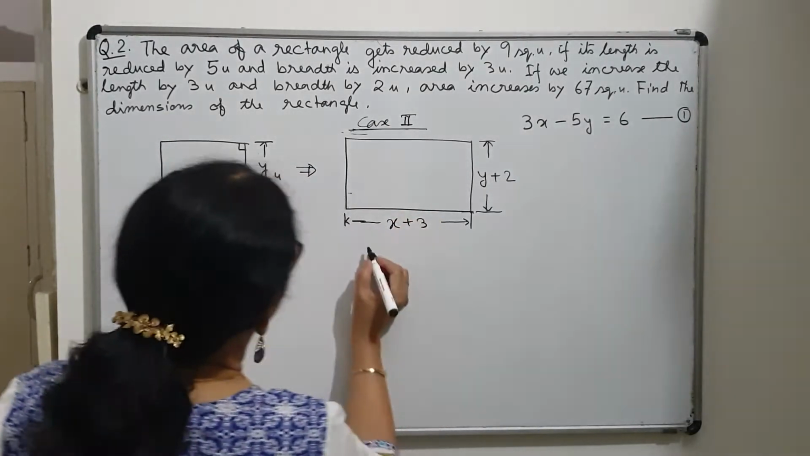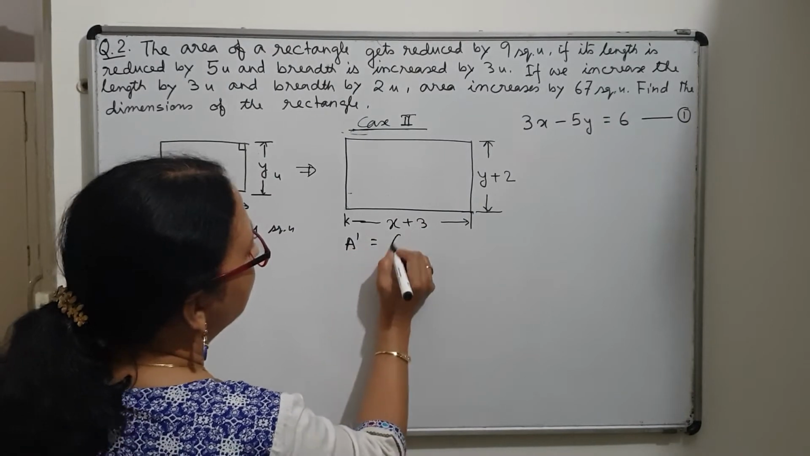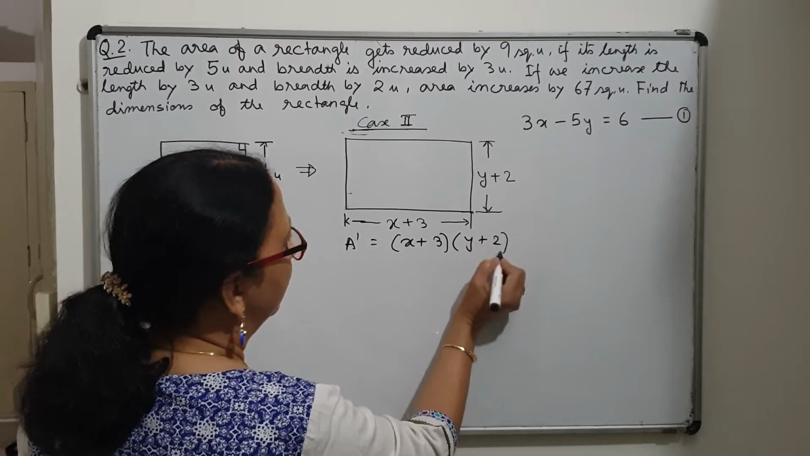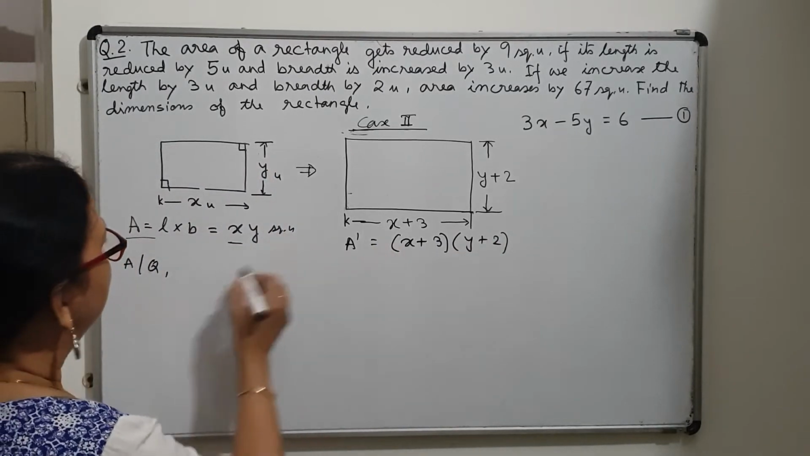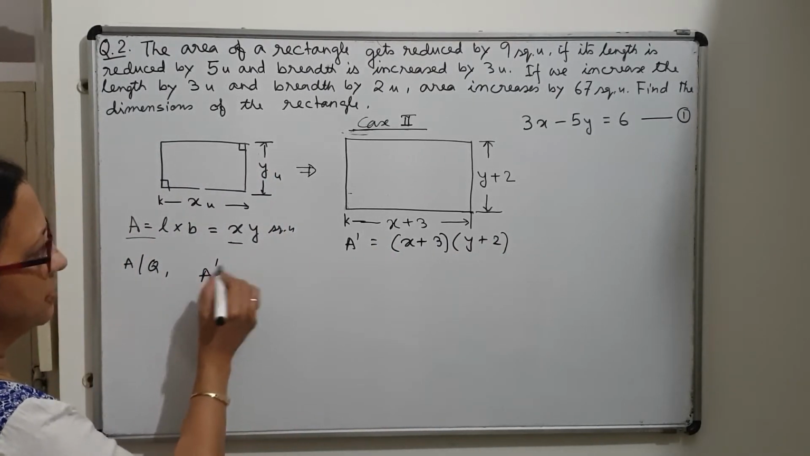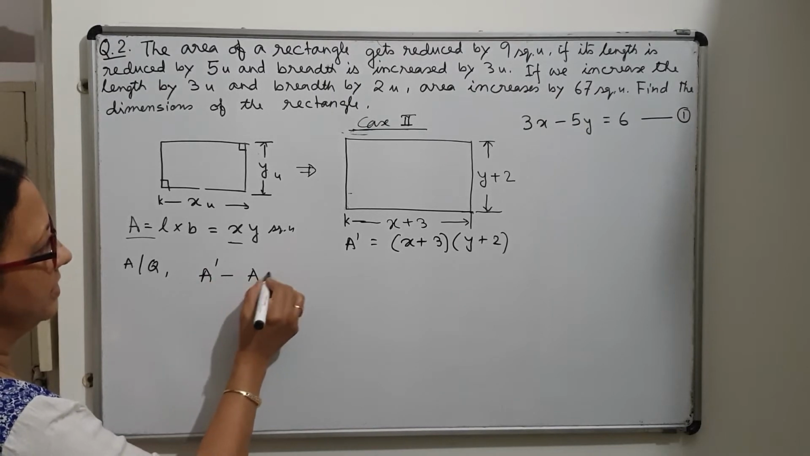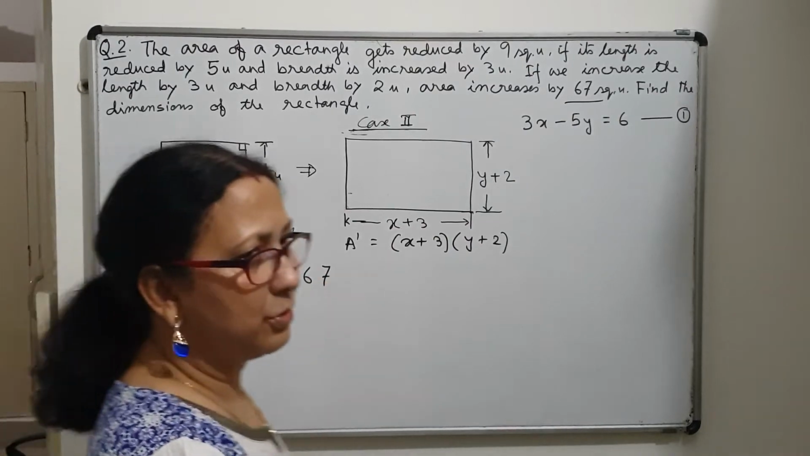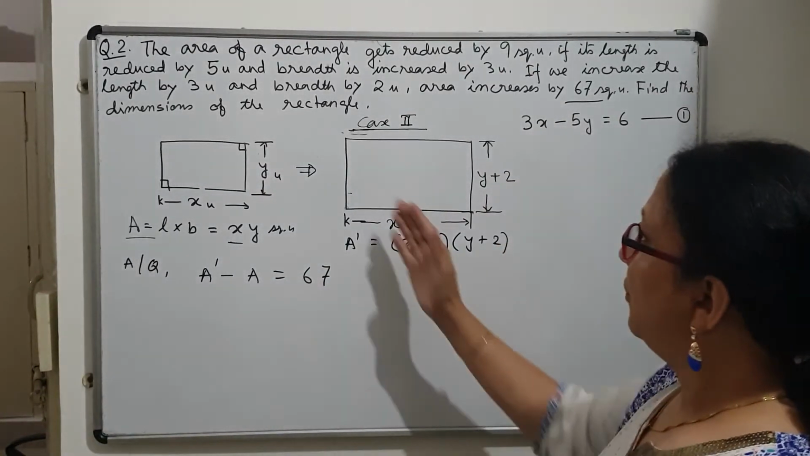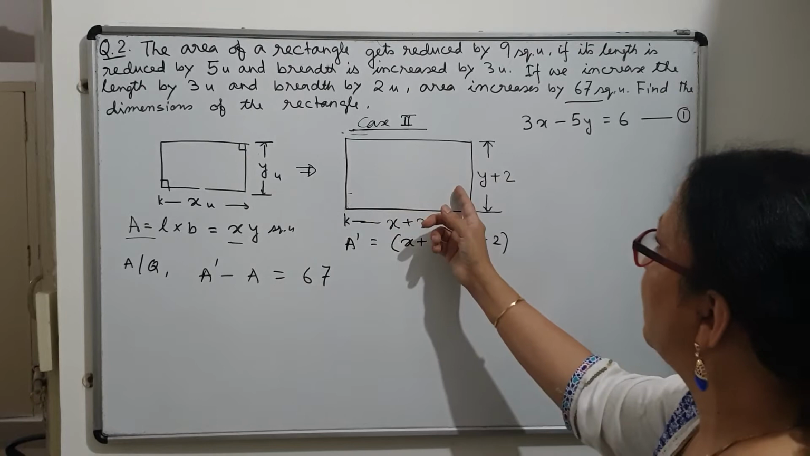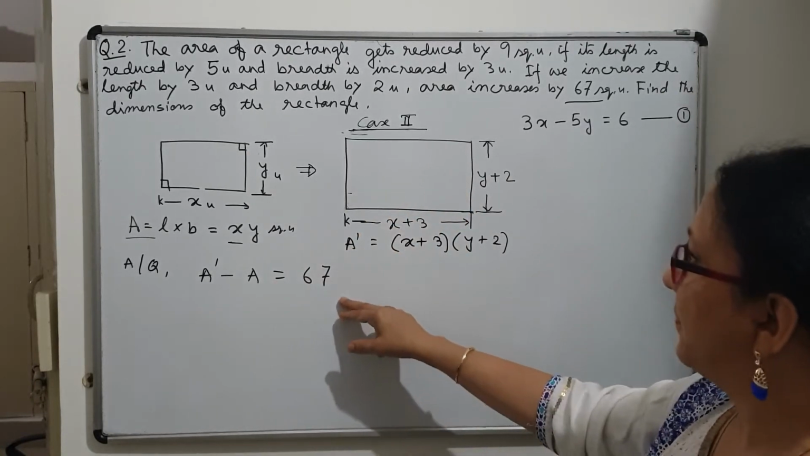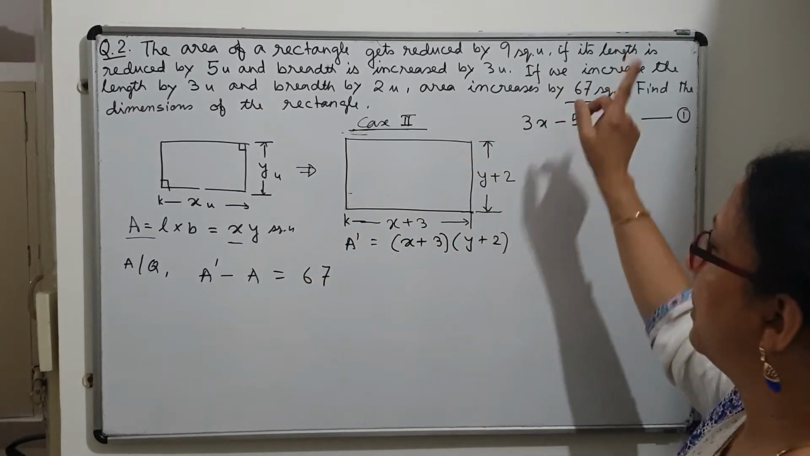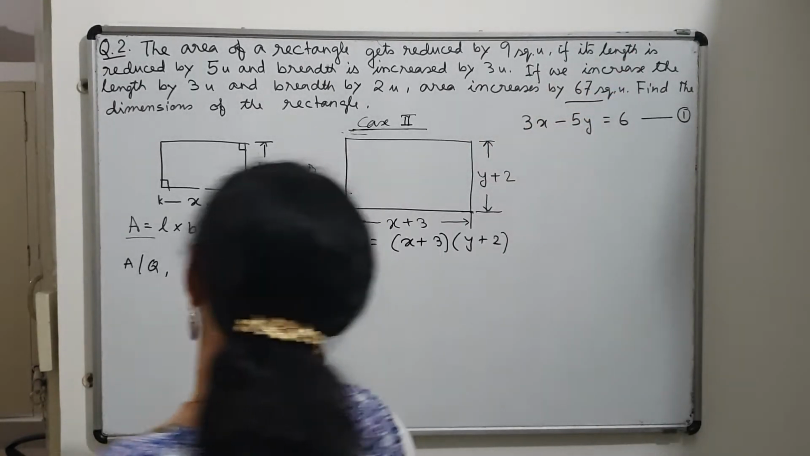So the new area A dash is equal to new length into new breadth. According to the question, A dash is more, so A dash minus A is 67. If we can visualize the thing, it will be very easy to write the correct equation. This area is more, so I'm subtracting this area from this area, and this is given. Now simply put the expressions.